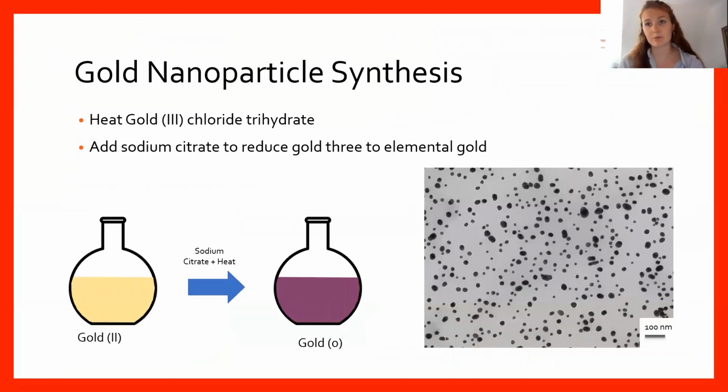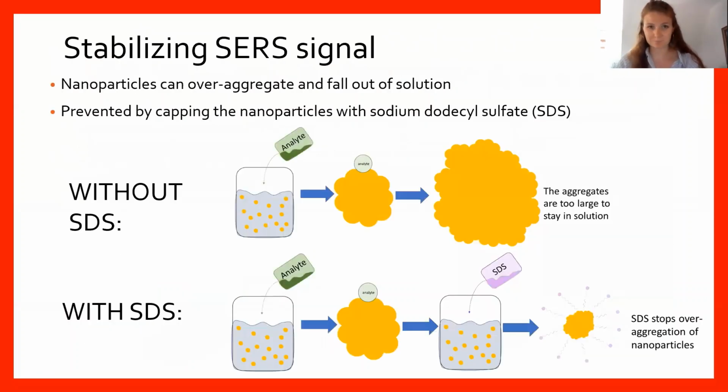And so in lab, what we do to start is we have to synthesize the gold nanoparticles. So we start by heating gold-3 chloride trihydrate, and then when we add sodium citrate and heat the solution, the sodium citrate reduces the gold-3 to elemental gold, and then we're left with these nice little gold nanoparticles. This image here is a TEM image of our gold nanoparticles, and they're about 20 to 50 nanometers, which is good. It's the size we're going for and helps with good SERS.